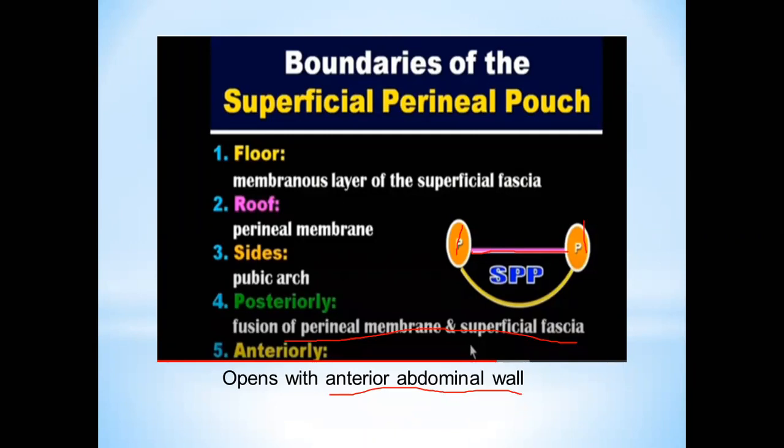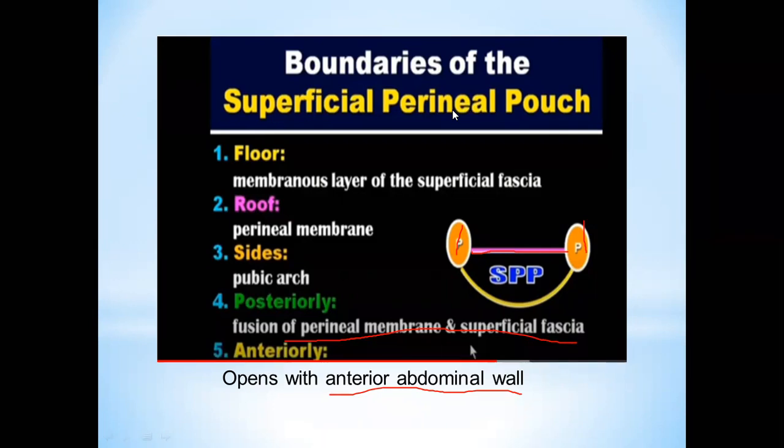It is the floor, and on two sides it is attached to the ischial tuberosity. Then at the roof we find the perineal membrane. On two sides it is attached to the pubic arch. Posteriorly, the perineal membrane and the Colles fascia are fused with each other, but anteriorly they are open and the space is continuous with the space of the abdomen.